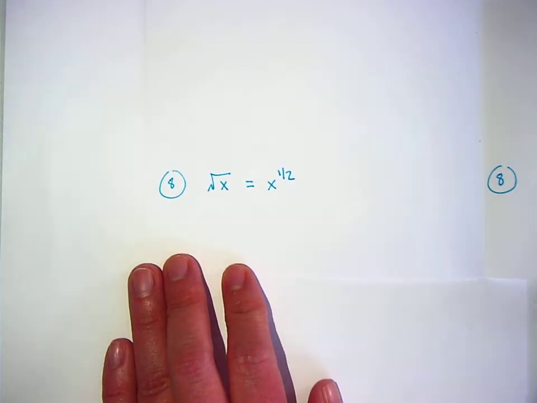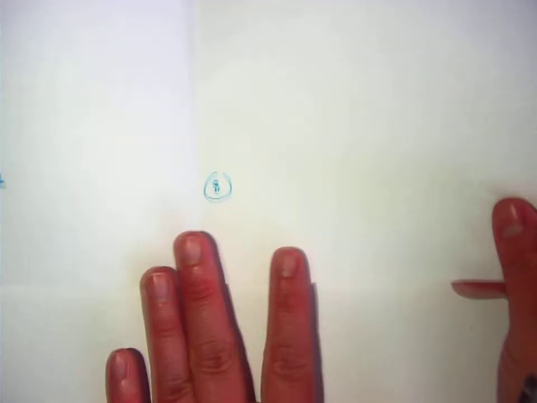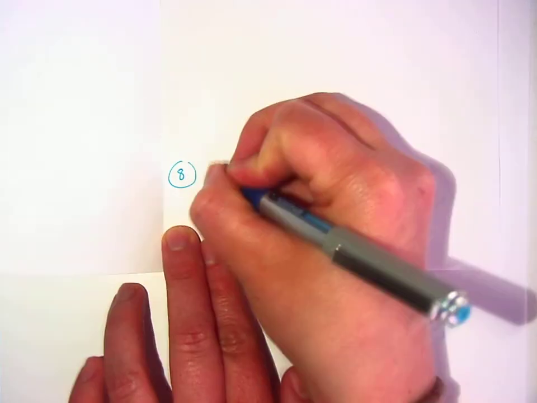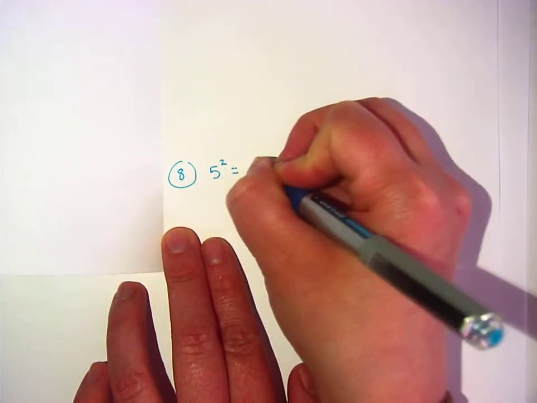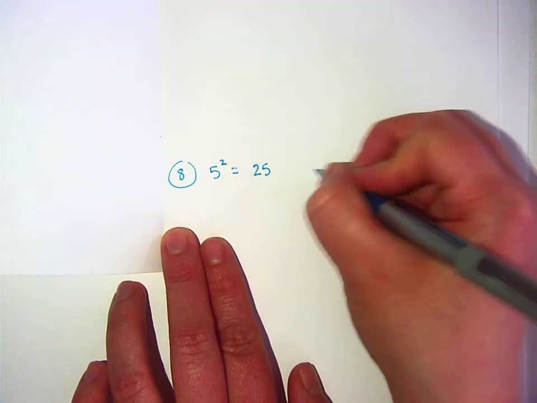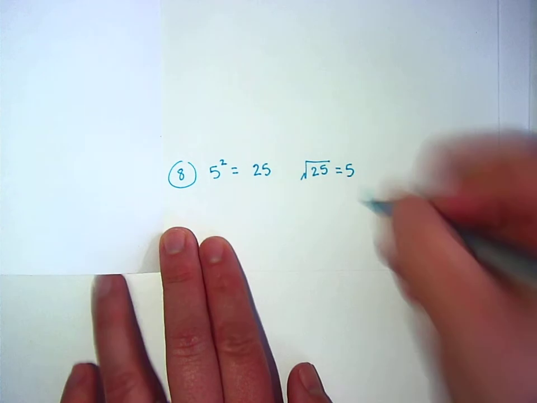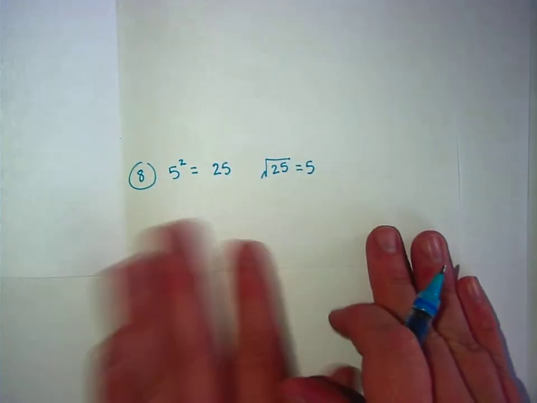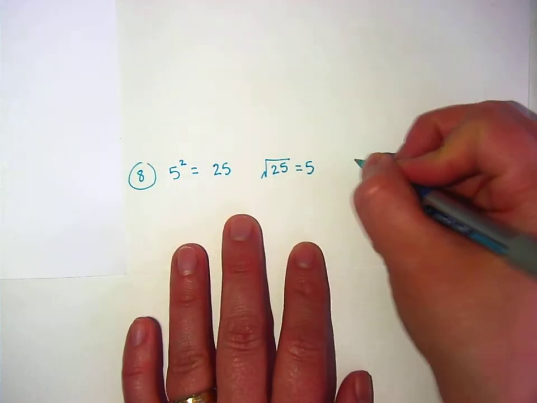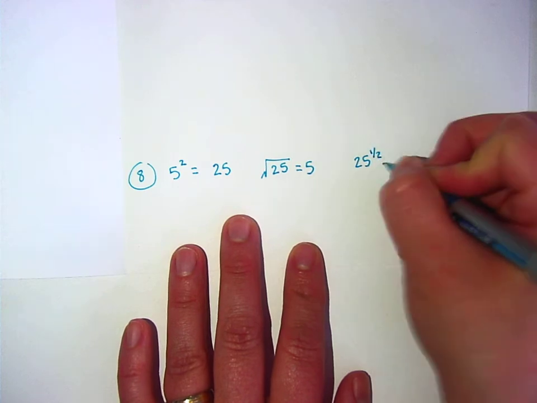Like if the number inside is 25, the square root would be 5. Okay, so the square root of 25 is 5. So they're kind of opposites of each other. On the other side, I'm going to write, you know how 5 squared is 25? Well, the square root of 25 is 5. That's what a square root is. It's the opposite of squaring something. But also, if you had 25 to the 1/2, you would also get 5.